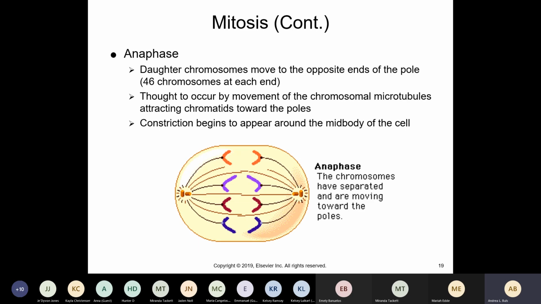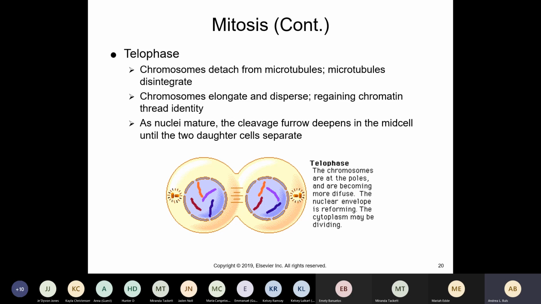The anaphase stage. This is where daughter chromosomes move to the opposite ends of the poles with 46 chromosomes at each end. This is thought to occur by movement of the tubules attracting those chromatids to the opposite poles. And then you'll start to see constriction appear around the middle of the cell. So right where those chromosomes are splitting down the middle, you'll start to see it kind of cleave in. And we'll see more of that here at telophase.